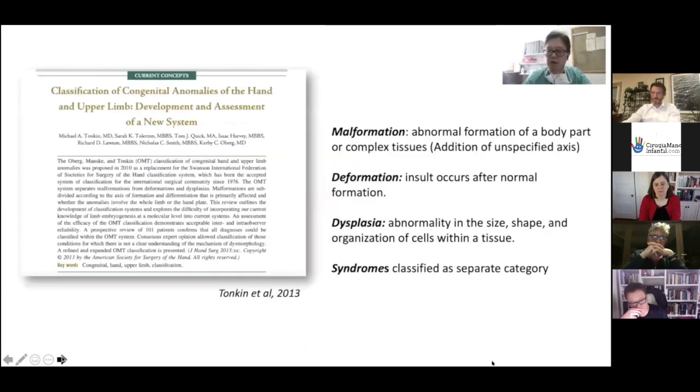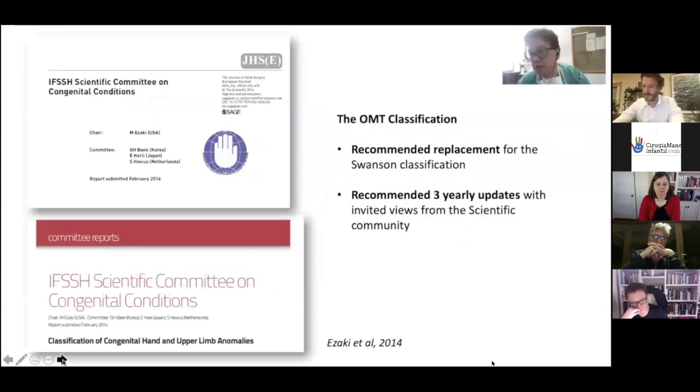Now, sadly, Paul Mansky passed away in 2011, and in 2013, the group published an update with the addition of an unspecified axis in malformation for conditions that we don't really know what their predominant axis is, and syndromes as a separate group. And in 2014, the IFSSH Scientific Committee for Congenital Hands finally recommended replacement of the Swanson with the OMT classification, with a recommended 3-yearly update with contributions from the scientific community.